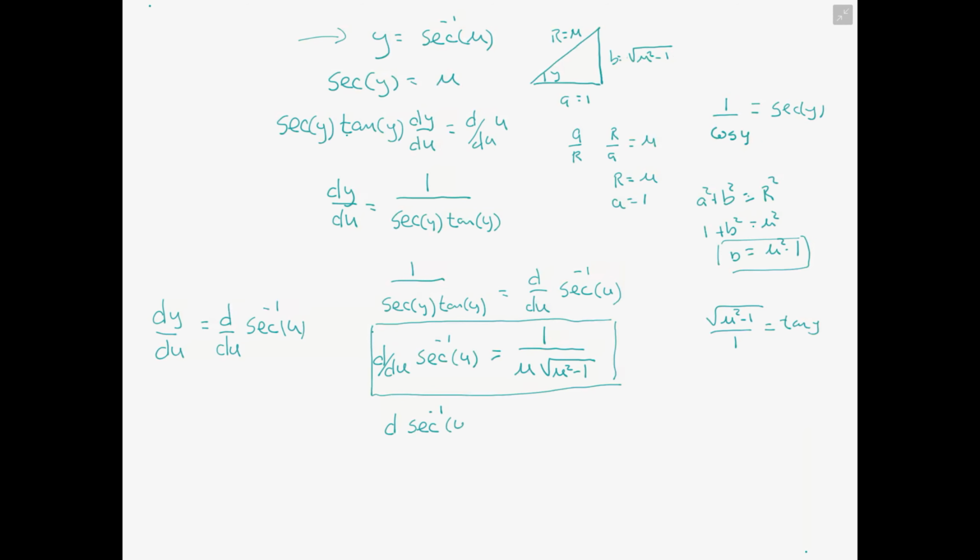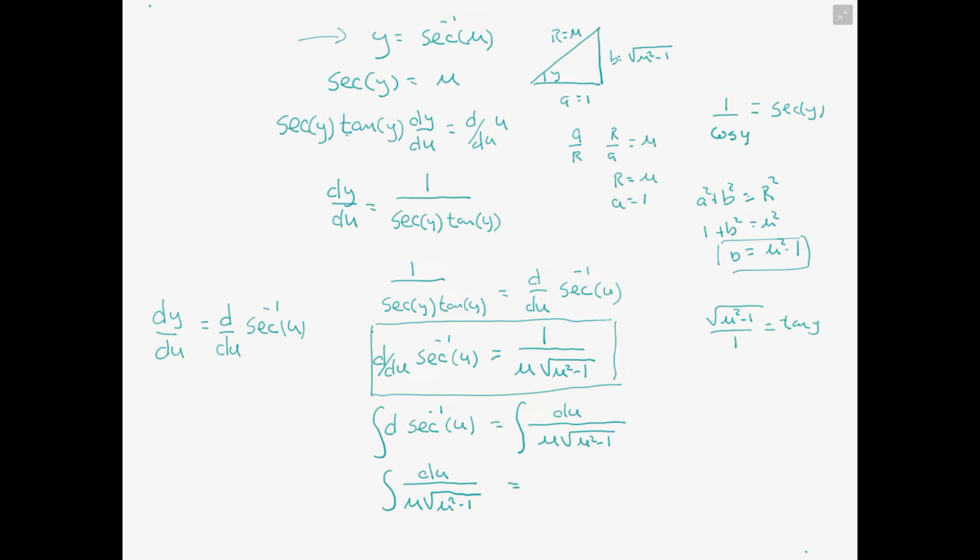And so we have our derivative of the arcsecant function. But then again, if we go d arcsecant of u equals du over u square root of u squared minus 1.